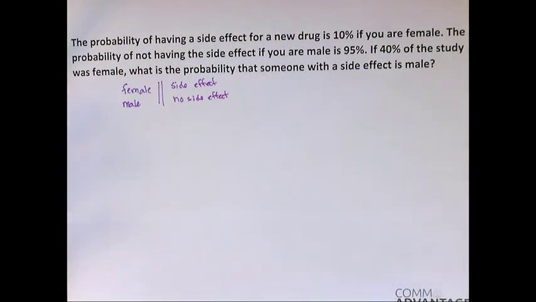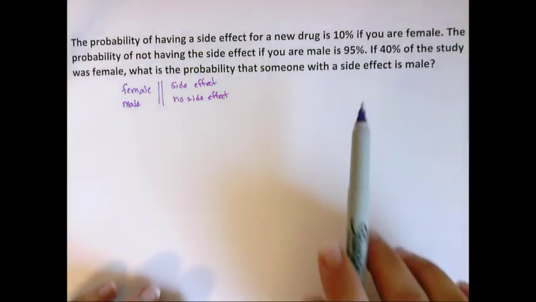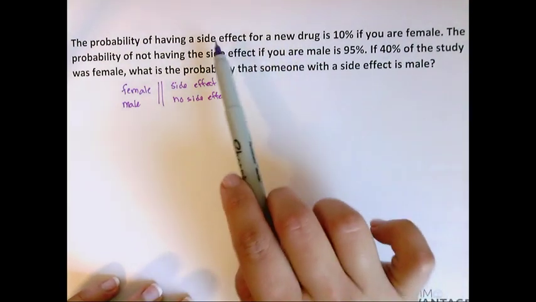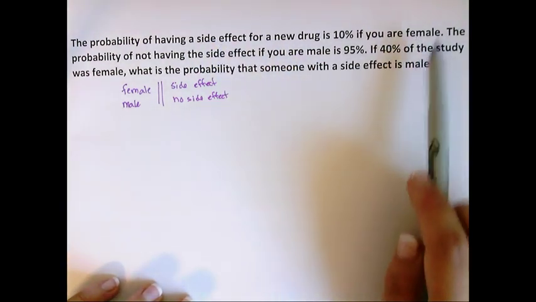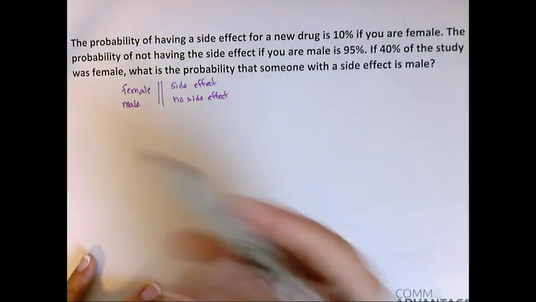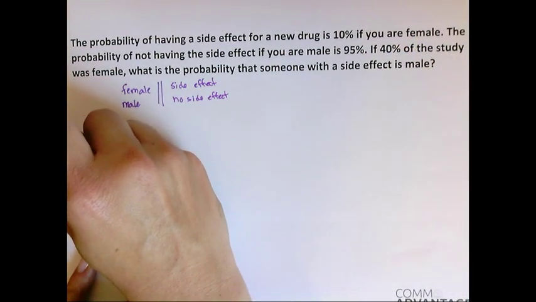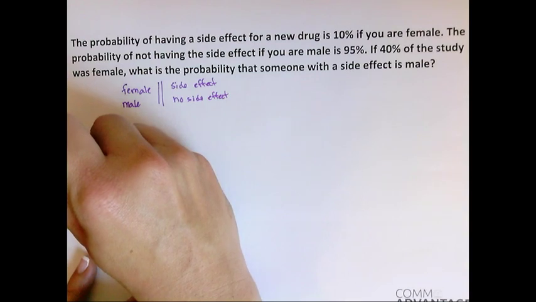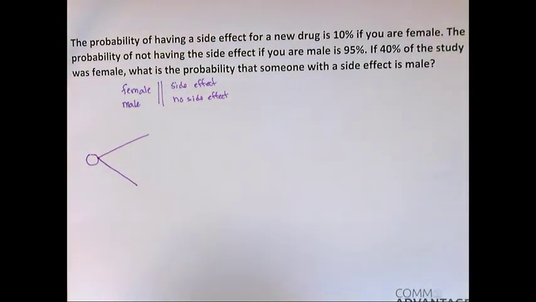Now, the direction of this tree as it currently stands is that we've been given the probability of getting a side effect conditioned on whether or not we're male or female. So whether or not we're male or female is the thing that's going to come first. And you don't have to use trees to solve these. You can go straight to the probabilities.